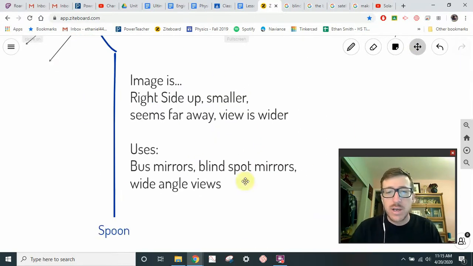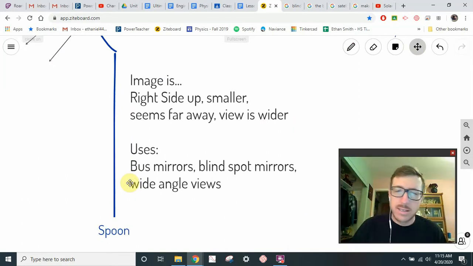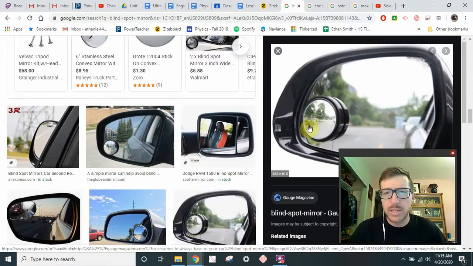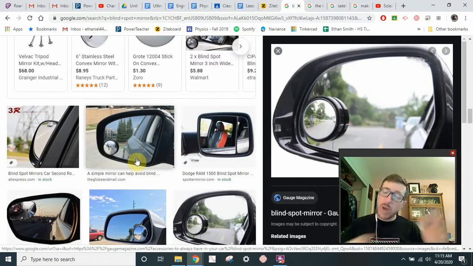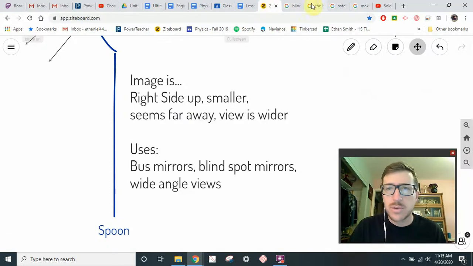Now, uses for this, we can imagine bus mirrors. If you guys have ever looked at a school bus, they've got these big round mirrors that are bulged out on the front. And similarly, blind spot mirrors. If you look at a car, sometimes they'll have these little blind spot mirrors, which are little add-ons that you can get, and they just give you a really wide field of view and allow you to see your blind spot while you're driving. So that's really what these convex mirrors are useful for.